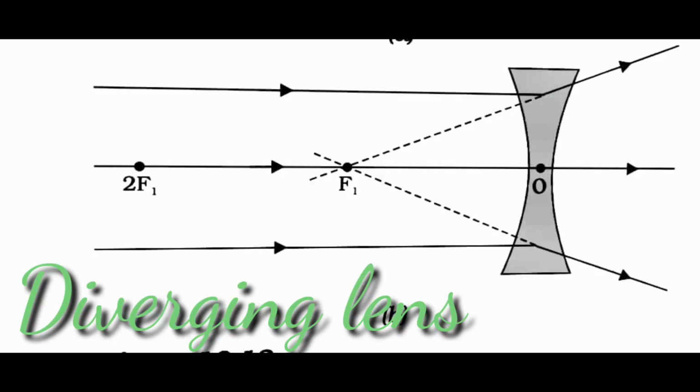Diverging lens. Concave lens is known as a diverging lens because it diverges all the light rays falling on it parallel to the principal axis, as shown in the diagram.